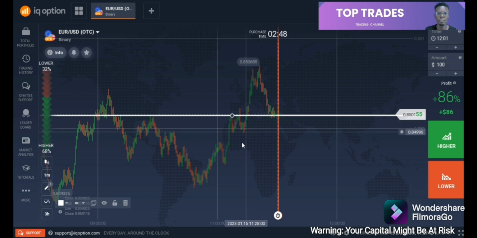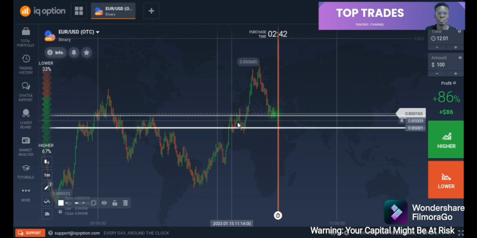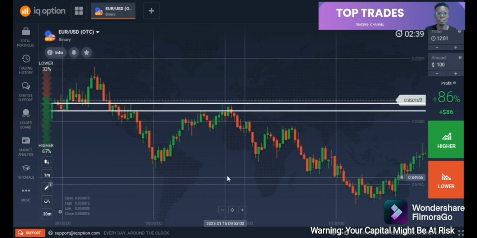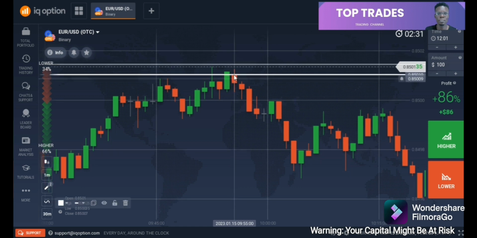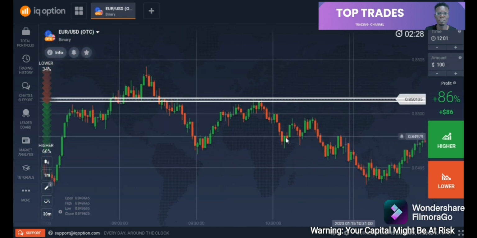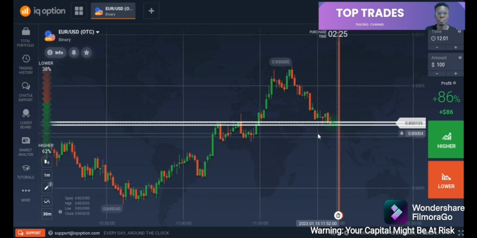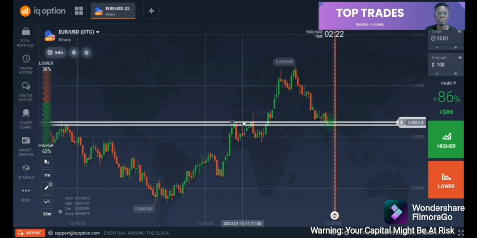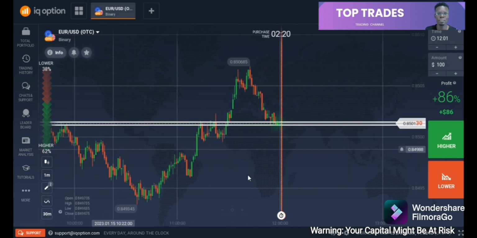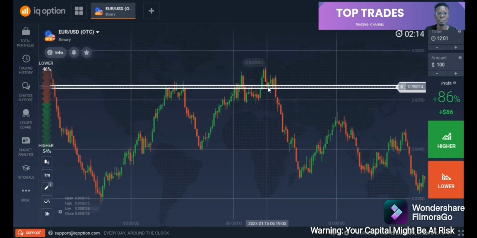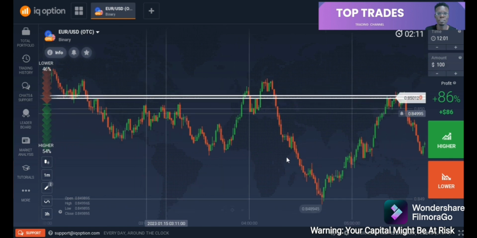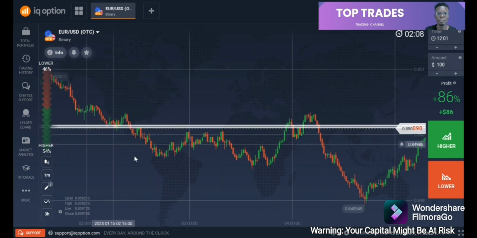Let's try to draw a support line. This looks to me like a good zone. We'll try to create an area out of this. Market is currently at this level. You can see it works here as a resistance. It has worked here as a resistance, worked here as a resistance as well in the past. It works here as a support, it works here as a resistance. So this looks to me like a pretty good level. It works here as a support as well.